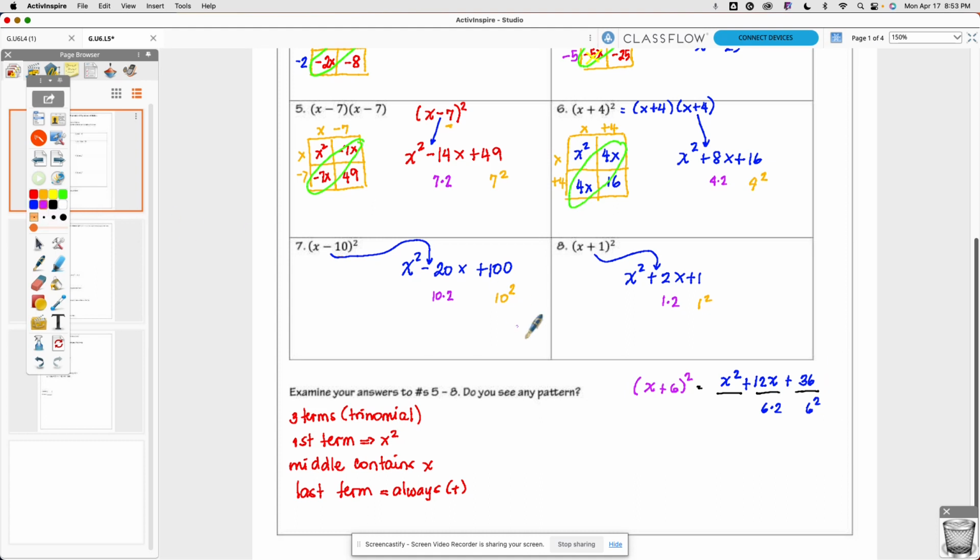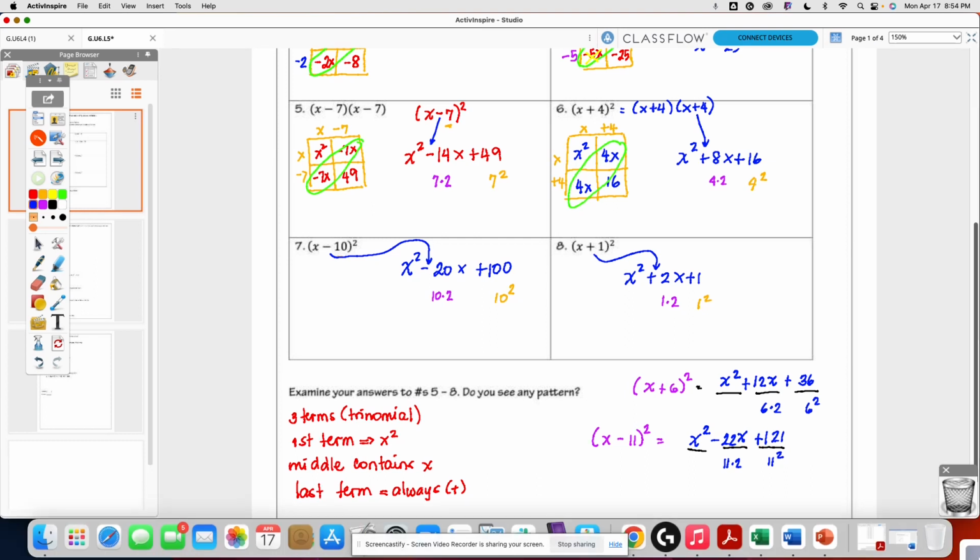Okay, let's try one more. Say we have x minus 11 squared. So we got here 3 terms. First term is x squared. The last term is that number 11 squared, which is equal to 121, and it's always positive. Middle term contains x, and then we take that 11 and multiply by 2. So we have 11 times 2 is 22. And since this is minus, this would also be minus.